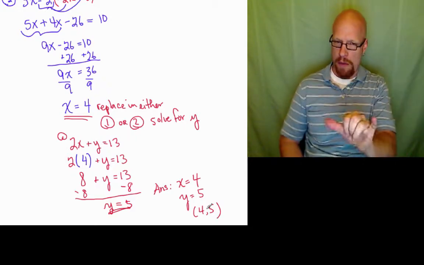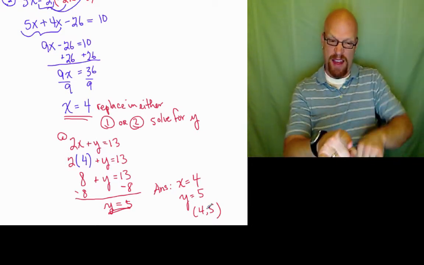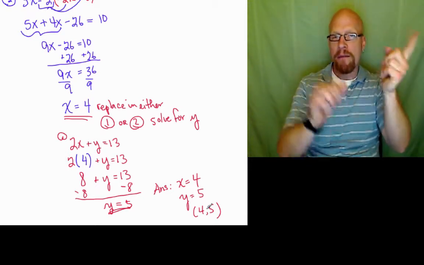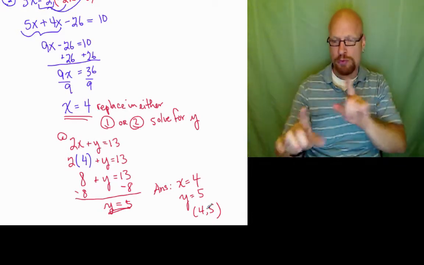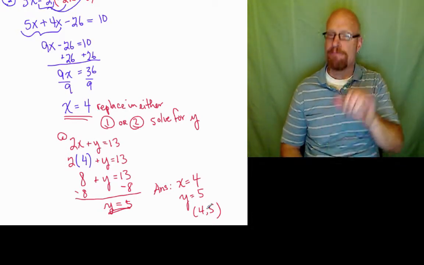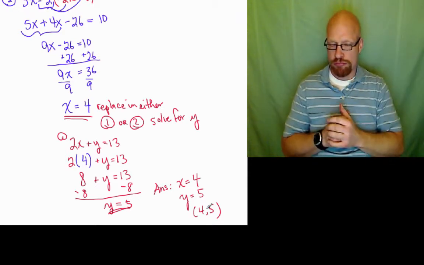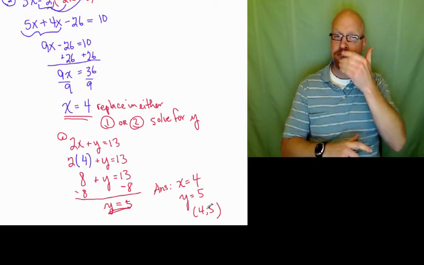And now there you have it. I've worked through the second part of this problem, x equals 4 and y equals 5. Now that pair, (4, 5), you would check in both equations, replacing both the x variable and the y variable with the values, and they should work out just fine. And if they don't equal a true value, then you need to go back to your work and check that out. For now, I'll let you do it on your own.